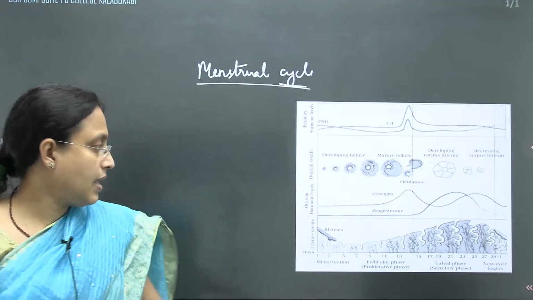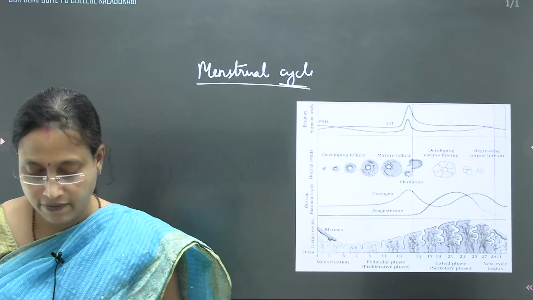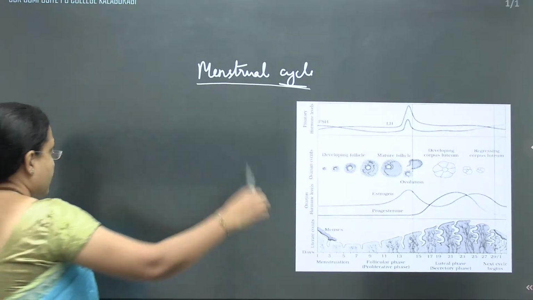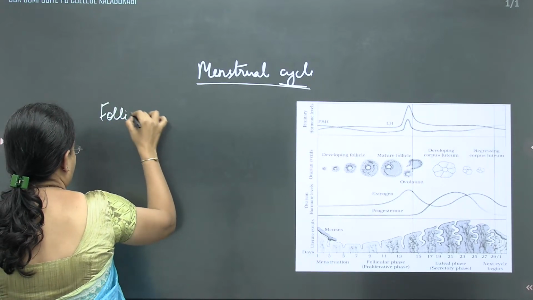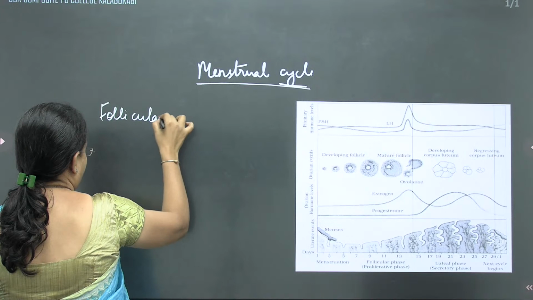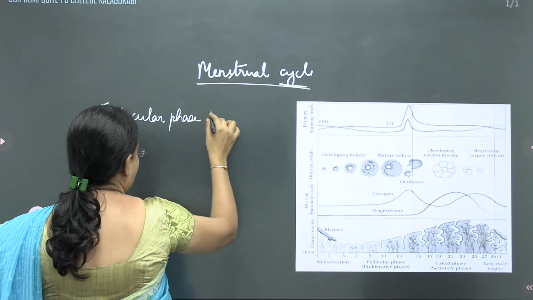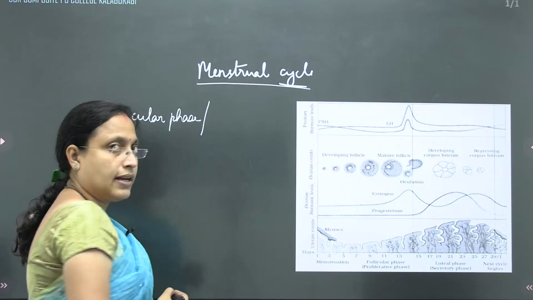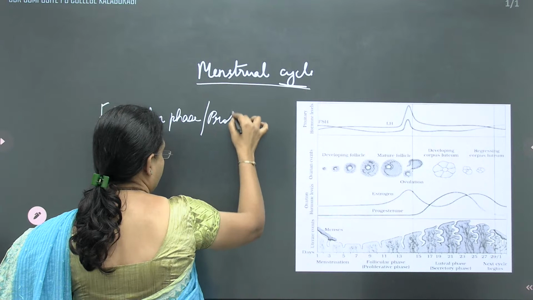The next phase is called the follicular phase. The follicular phase has another name: proliferative phase. It is also called the proliferative phase.